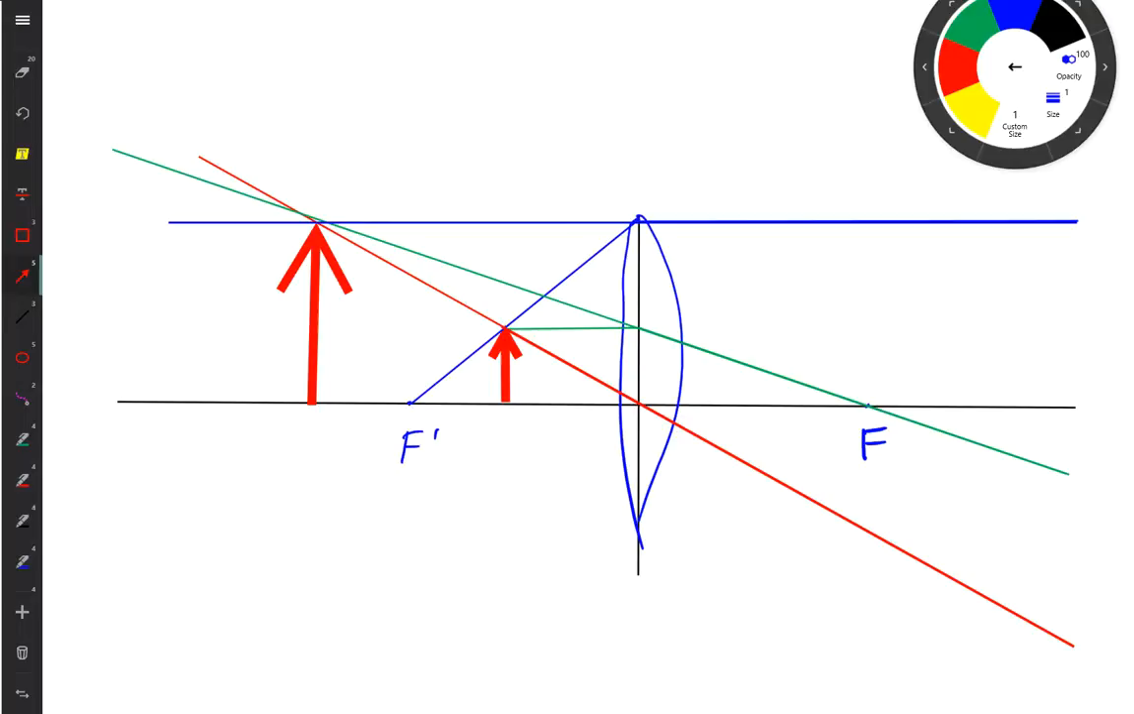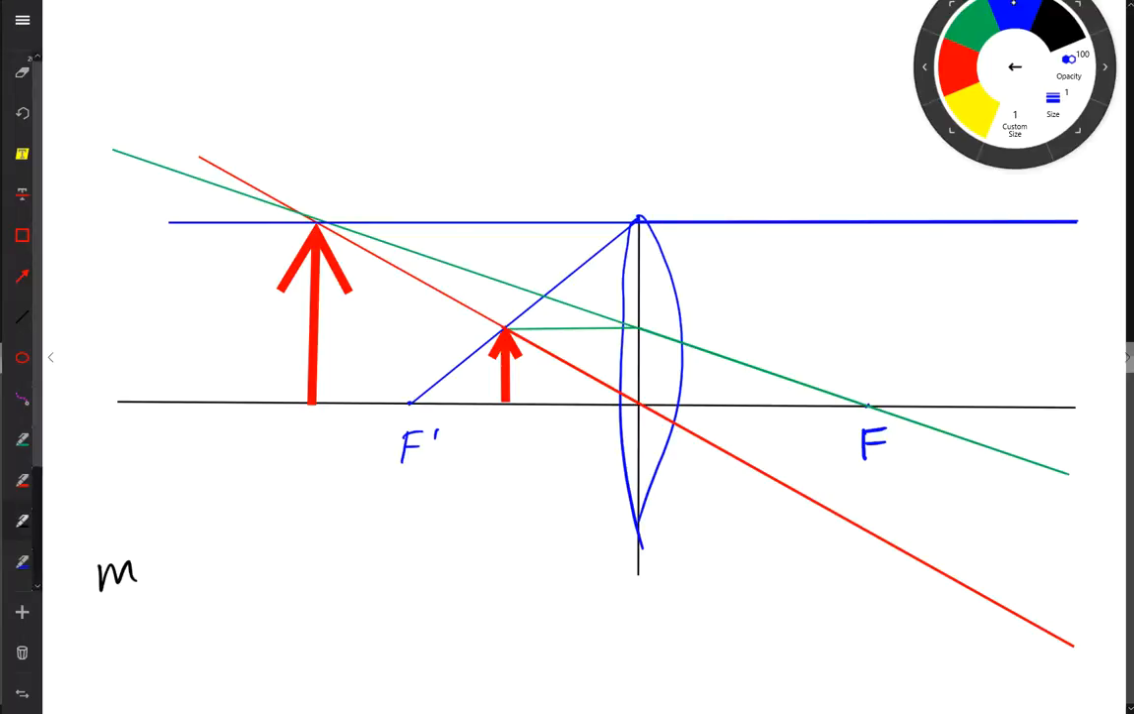Is that a virtual or a real image? Virtual. How do we know it's virtual? They don't actually meet there. Those were extrapolations. Is it upright or inverted? Clear answer: upright. Is it diminished or magnified? I'm going with magnified on this one. So this is a magnified virtual upright image. I know I'm putting them in opposite order.